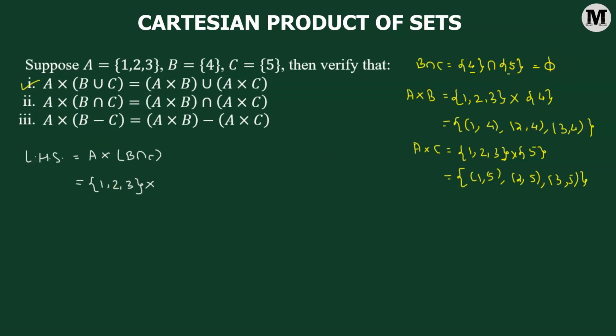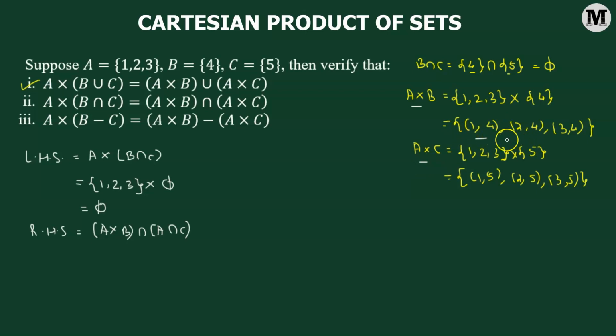So that means we're taking the Cartesian product of the set A with a null set. And we know whenever we're taking the Cartesian product of any set with a null set, that's always going to give us a null set. Okay, coming to the right hand side. On the right hand side, we have the Cartesian product of A and B intersection with the Cartesian product of A and C. Now we have already obtained the Cartesian product of A and B in the previous problem. We're straight away going to use these values.